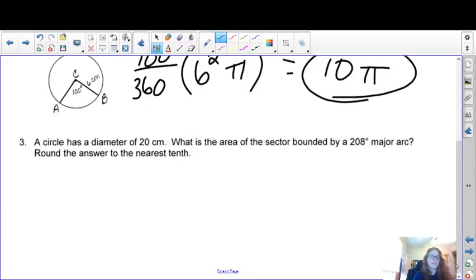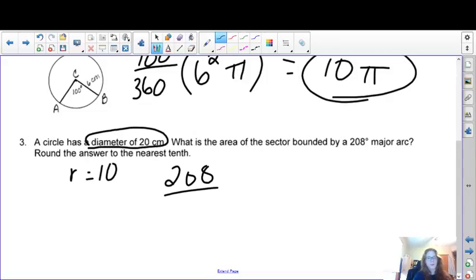So the biggest kicker of this problem is most people just pull out the numbers and don't read the fact that it's given you the diameter. So because we're given the diameter, we have to cut that in half before we start this problem. So my radius here is actually 10. So I have 208 over 360 times 10 squared pi.